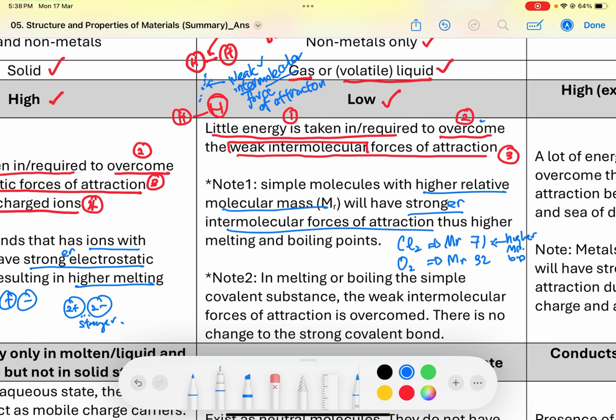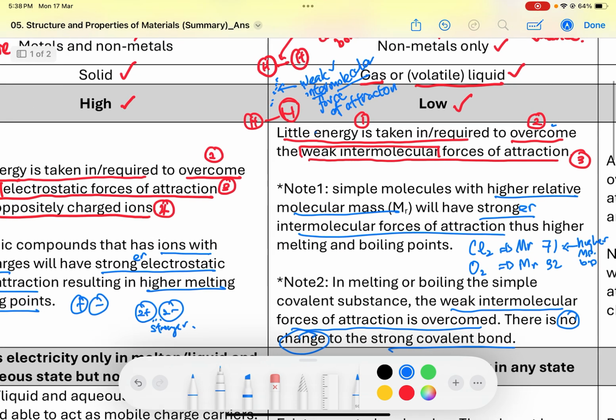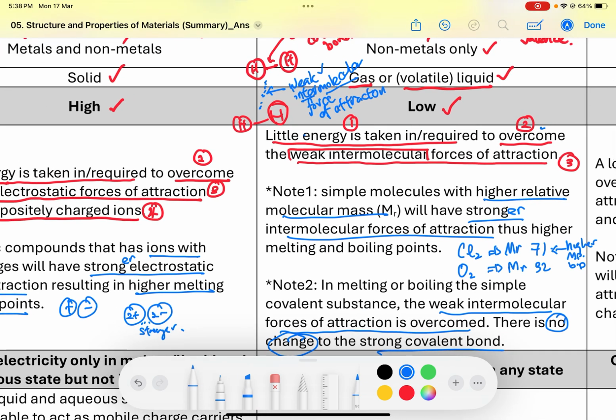Now, the second point I want to take note of is that when you're melting or boiling simple covalent substances, the weak intermolecular force of attraction is overcome. There's no change to the strong covalent bond. The covalent bonds remain strong and you are not actually weakening them or any other single thing. Okay? So take note.